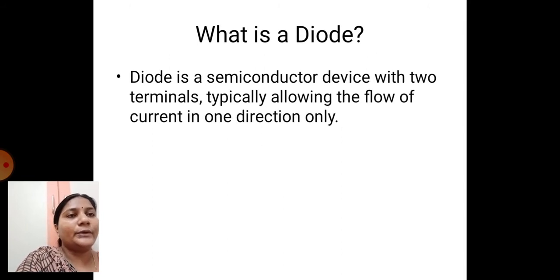Now, what is a diode? As the prefix "di" implies, two. So, a diode is a two-terminal device, and it allows the flow of current in only one direction, and in the other direction it opposes the flow of current.